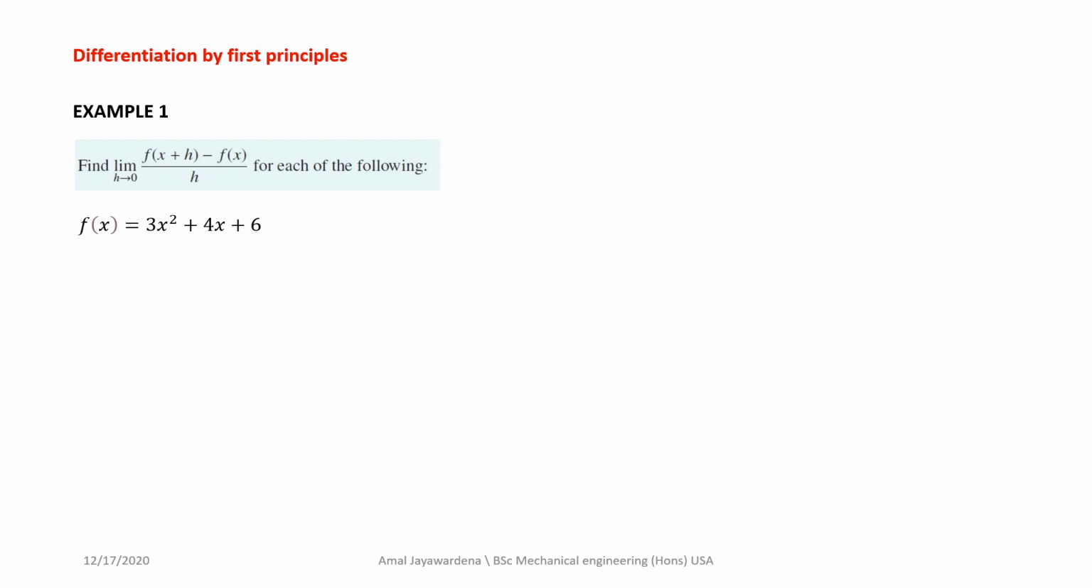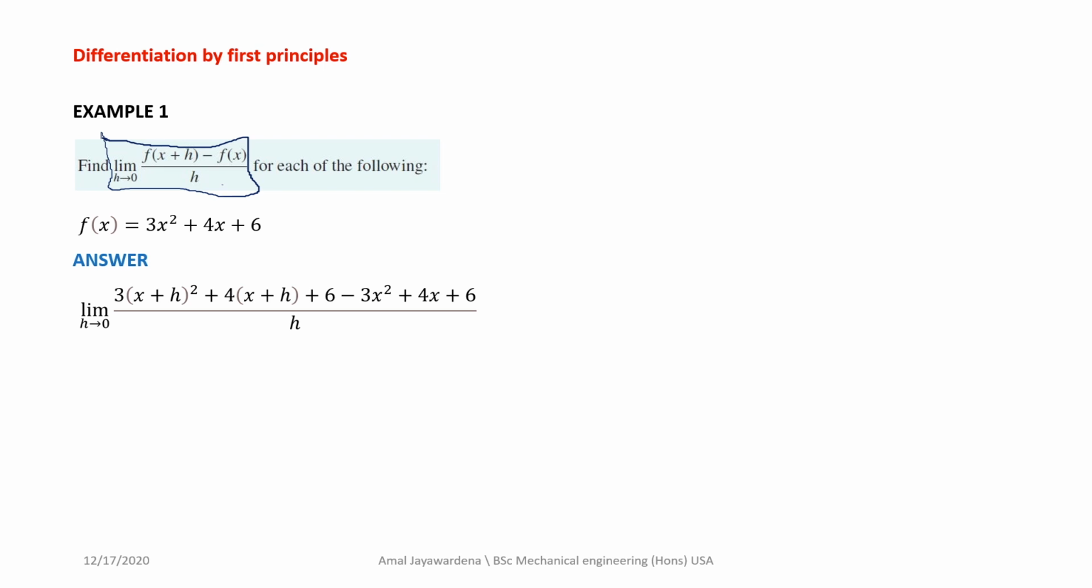Okay, differentiation by first principle. Find the limit as h goes to 0 of f(x + h) - f(x), divided by h. So this equation right here is very important. Every time you want to find a limit in a derivative, you have to use this equation. For each of the following f(x), they gave us the function, so the function is 3x squared plus 4x plus 6, right? I'm going to go step by step to show you the answer.